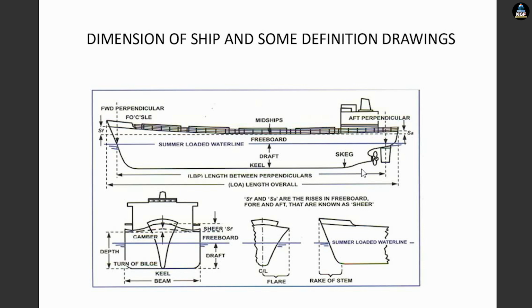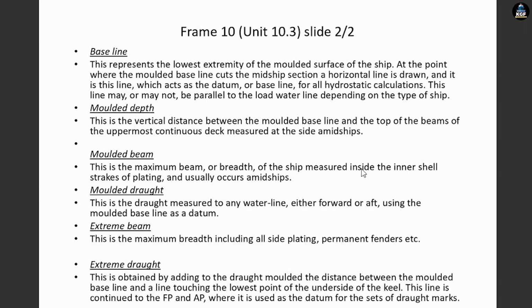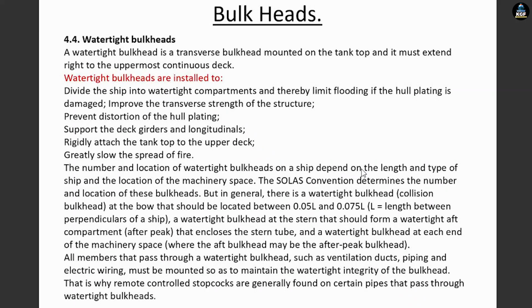So you can see there are a lot of things given: forward perpendicular, shear forward, forecastle, summer load waterline, freeboard, draft, keel, after perpendicular, shear aft, midships, camber, depth, turn of bilge, keel, beam, shear, center line, flare, rake of stem. So again there are some definitions: baseline, molded depth, molded beam, molded draft, extreme draft.